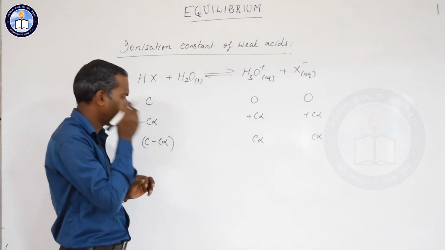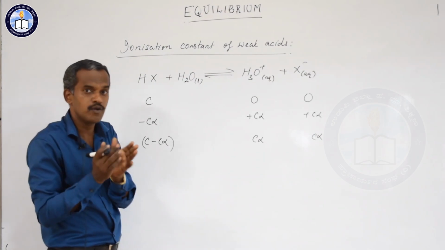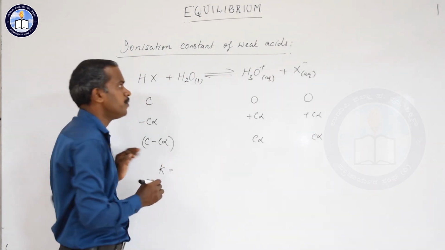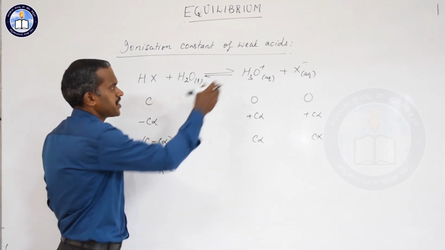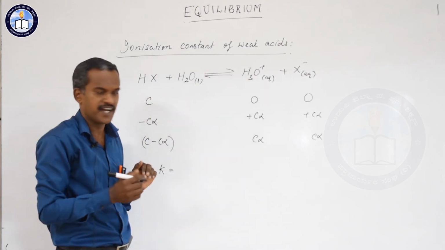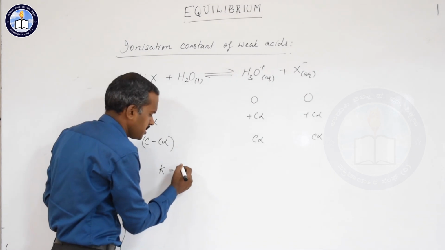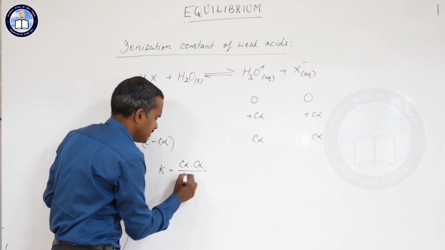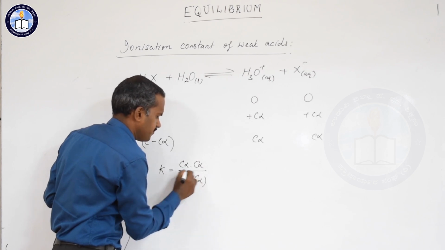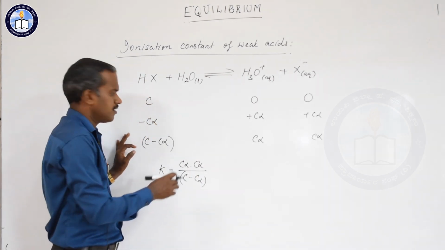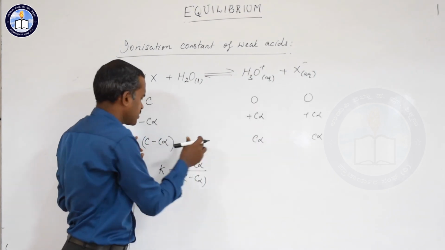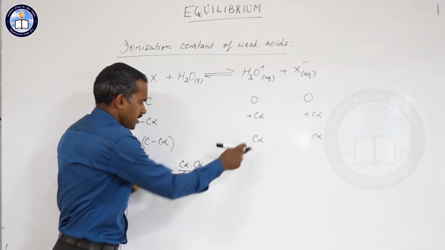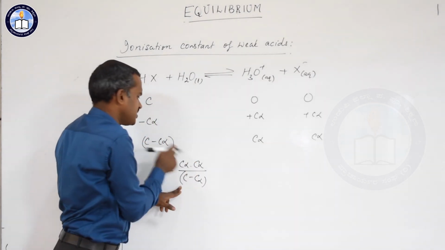So we can go ahead with the calculation of the equilibrium constant. That is, you can write it as K is equal to, usually we write it as concentration of product by concentration of reactants. So we can substitute here, it is C alpha into C alpha divided by C minus C alpha. Okay, the numerator is the products and the denominator is reactants. C alpha into C alpha divided by C minus C alpha.